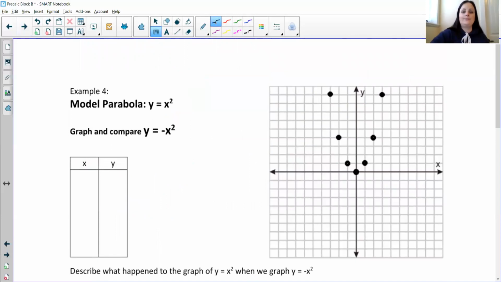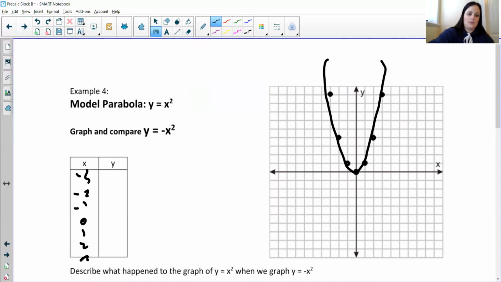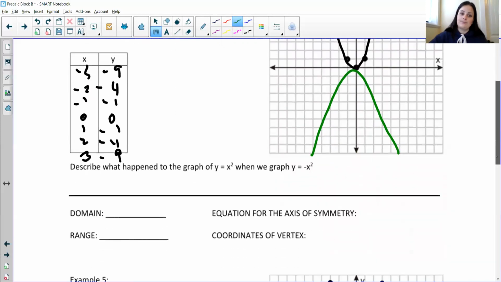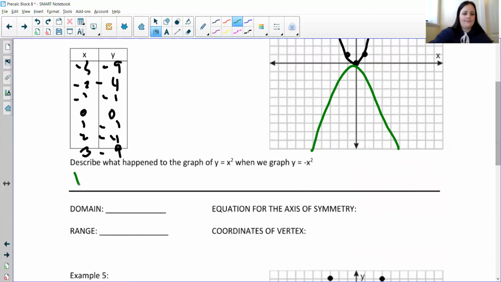All right, so this one, you will go through and you're still going to pick the same numbers: -3, -2, -1, 0, 1, 2, and 3. And you get -9, -4, -1, 0, -1, -4, and -9. And you sketch it and you get the exact same thing, except it's flipped downward. So no longer is it opening up, it's opening down. Instead of having a minimum value, that green parabola now has a maximum value. Right. So what happened? It flipped upside down.